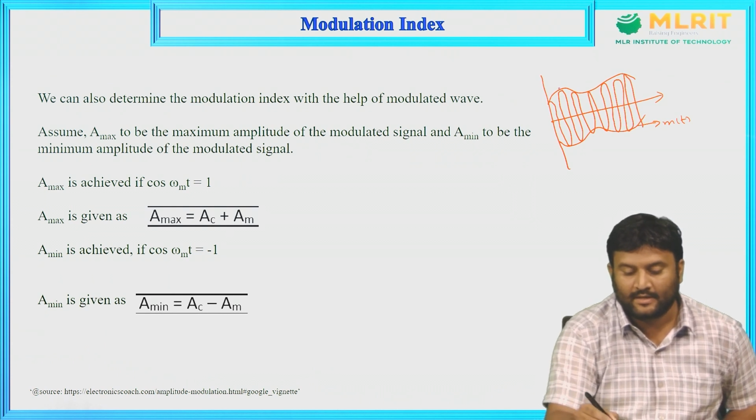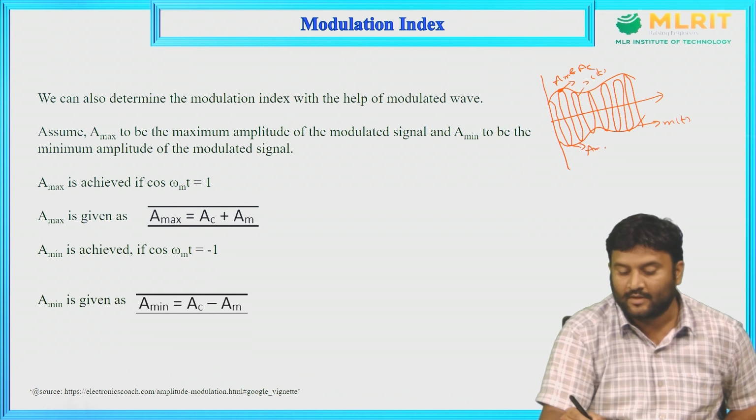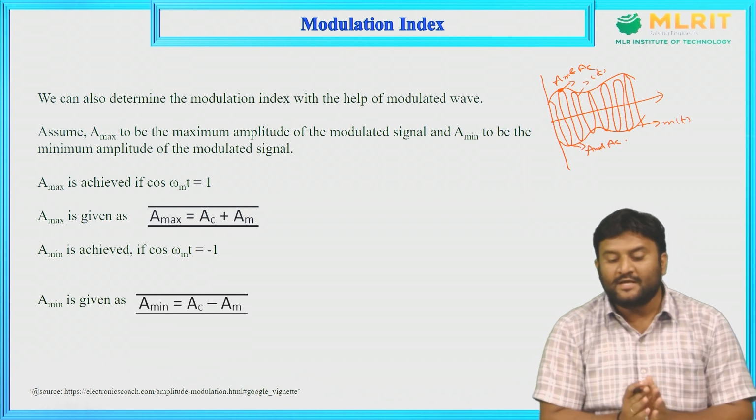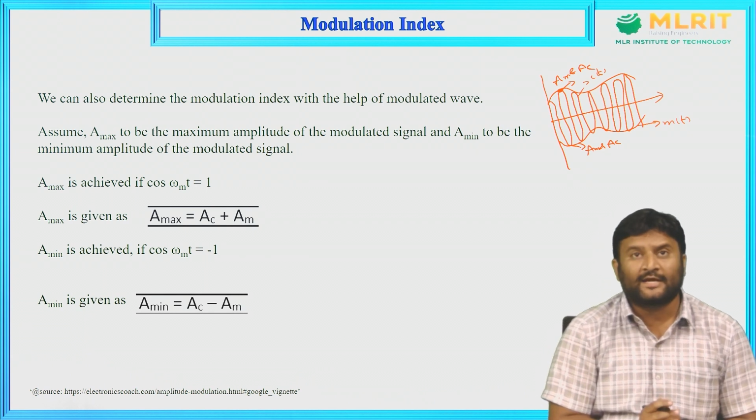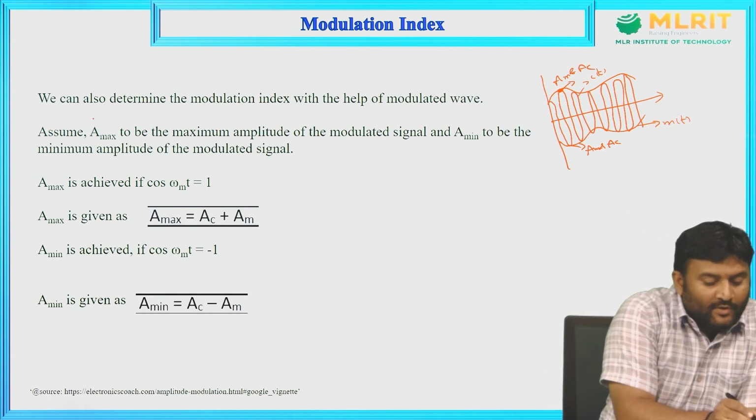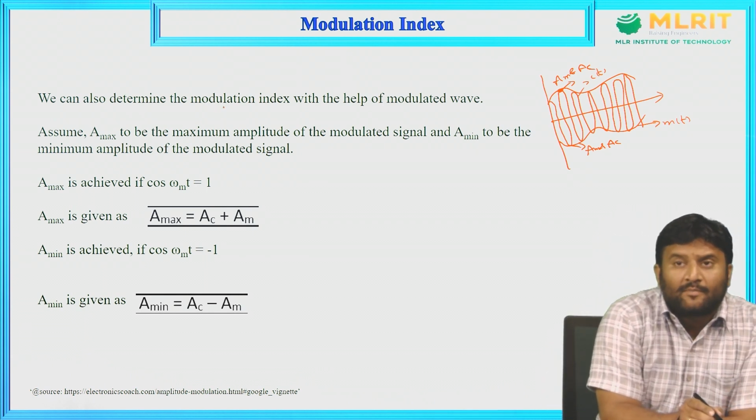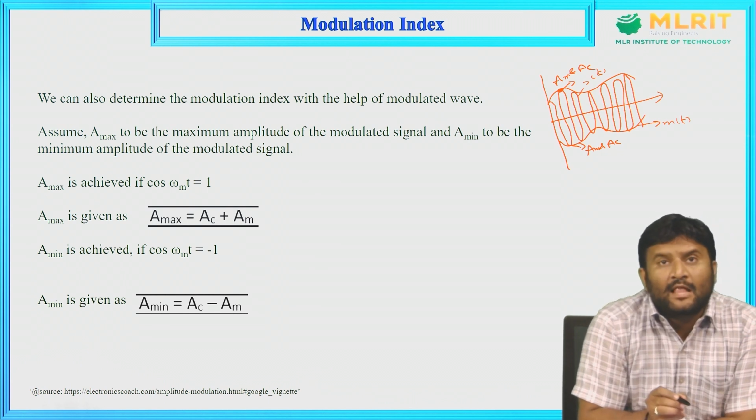That means here, this is internal, this is the c of t. Here this is nothing but the combination of AM and AC. Here also AM and AC. Based on this AM and AC, we are calculating the modulation index value.